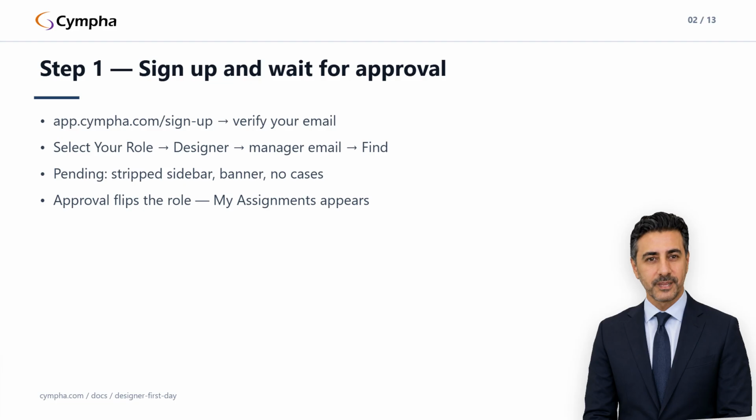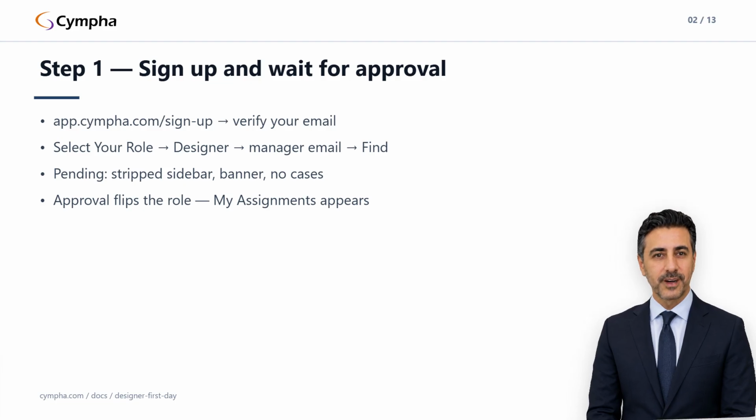Meanwhile, your request has landed on your lab manager's team page, and when they click Approve, everything unlocks. Your pending role flips to Active Designer, the sidebar gains My Assignments, and you can start receiving cases. If a day passes with no approval, ping the manager directly. There's no auto-approval. Somebody at the lab has to vouch for you.